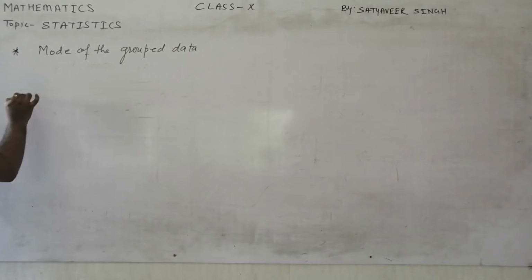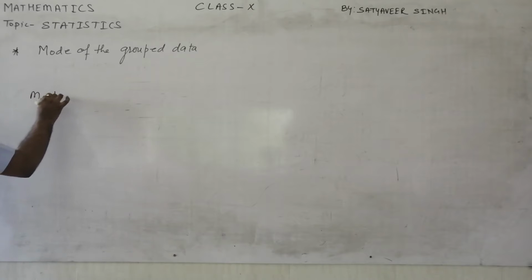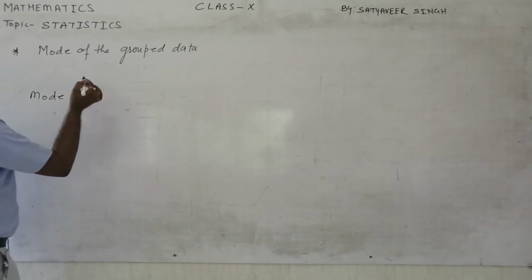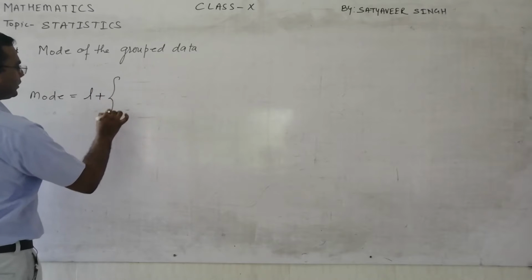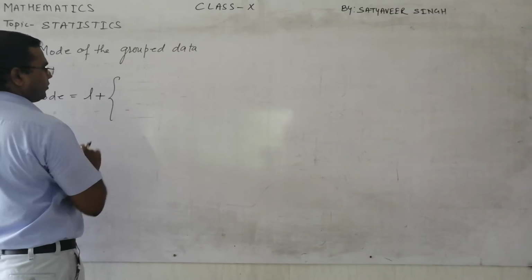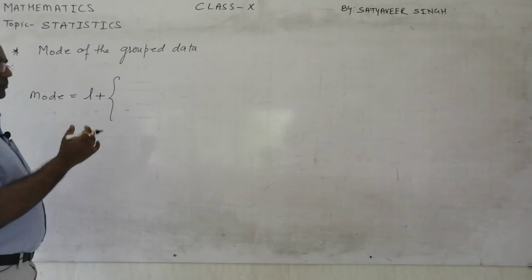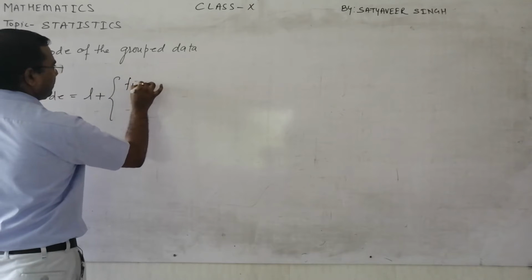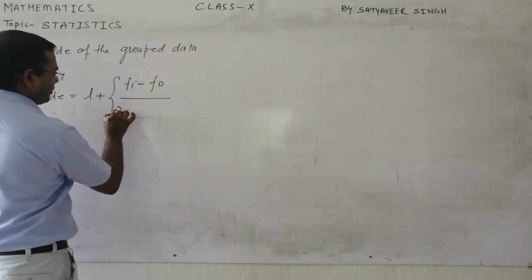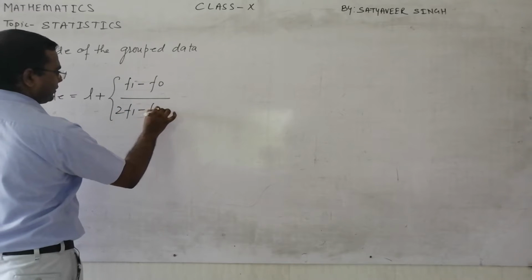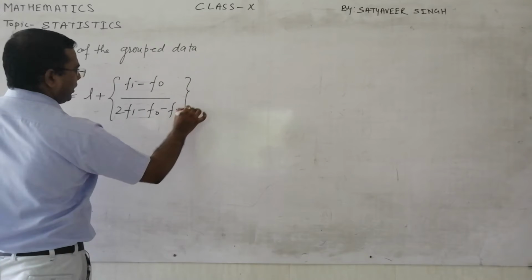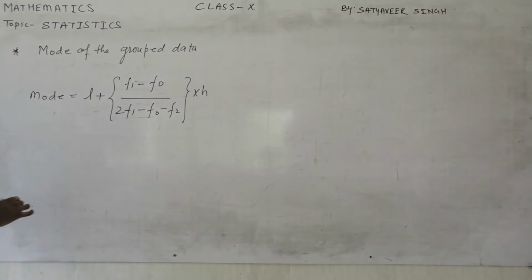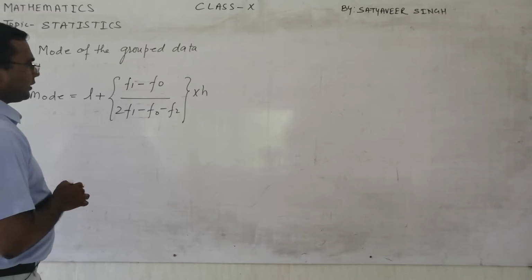Let us see, the formula that we are going to use is: mode is equal to L plus, here I will use some terms and these terms I will explain to you in the question. So it is (F1 minus F0) upon (2F1 minus F0 minus F2) into H. What is the meaning of this F1, F0, F2, H and L? We will discuss in some questions.